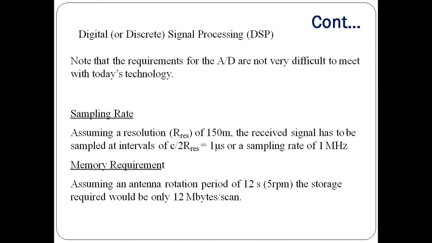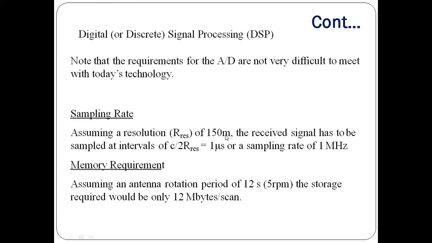The requirements for the A to D are not very difficult actually to meet with today's technology. With respect to this MTI radar, this is one method of how the sampling rate has to be selected. Assuming a resolution, it is an example value, of 150 meters.